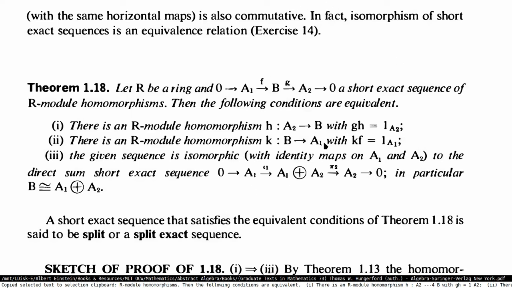So A2 to B is a homomorphism such that GH is equal to the identity on A2. And the same for K, which takes you from B to A1. KF gives you the identity on A1. And then the given sequence is going to be isomorphic to the direct sum short exact sequence. Essentially, if you take this direct sum of A1 and A2, you'll get this short exact sequence, including having these injections and projections, and this is going to be isomorphic to B.